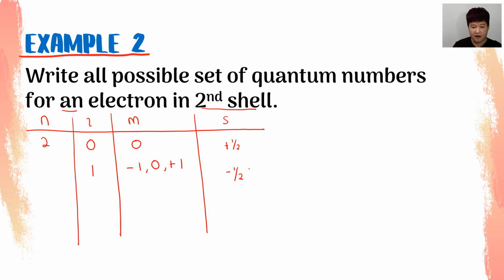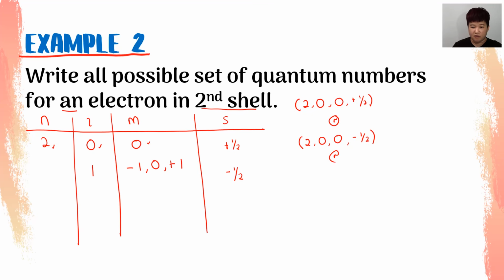And all the possible sets of quantum numbers will be, the first one, 2, because n is always 2 right now. And when my L is 0, my M will definitely be 0. And my S can be positive half. Or I can have 2, 0, 0, because n is 2, L is 0, M is 0, because my S can also be negative half.